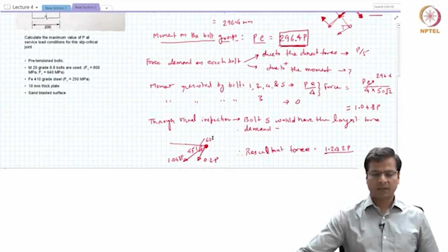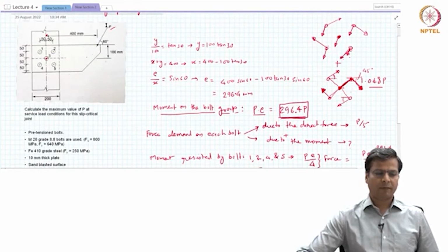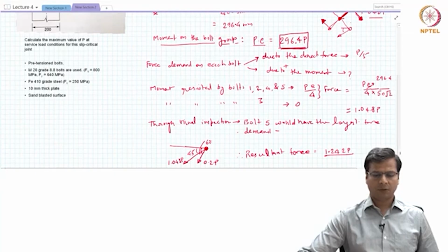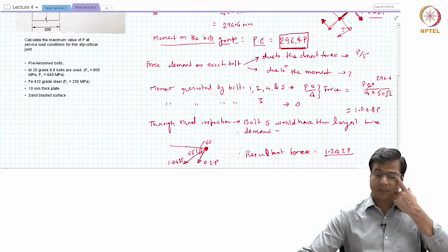Okay. So what does that mean? When we apply an external force P, bolt 5 will be resisting the most amount of it, and bolt 5 itself will be subjected to 1.242 times the P value, the external load. Now we have calculated the demand on the bolt, the maximum demand on any bolt. Now we need to look at the capacity side of it.